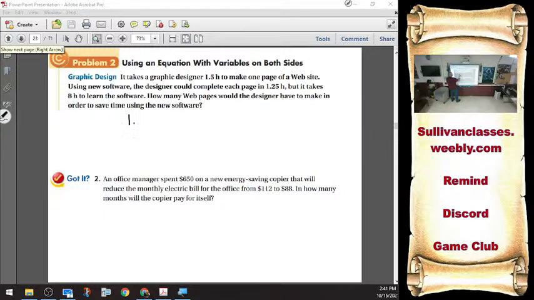So I'm going to say 1.5 times the number of hours. Oh, wait. That's not times the number of hours. That's 1.5 hours to make a page, one web page. And I want to know when that's going to break even with this other design, 1.25, an hour and a quarter for every web page, but it takes 8 hours to learn, so I have to tack 8 hours onto how much time it's going to take me. And then, off to the races. Who's lonely?